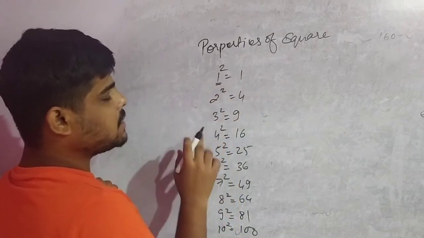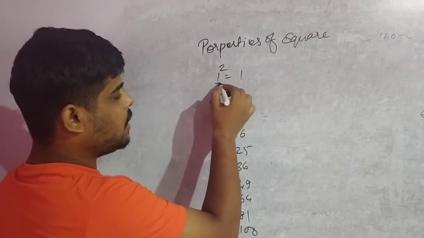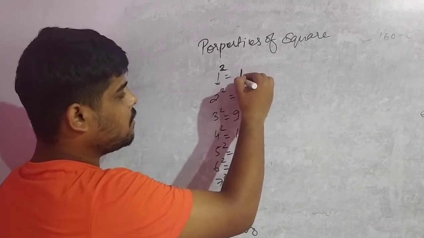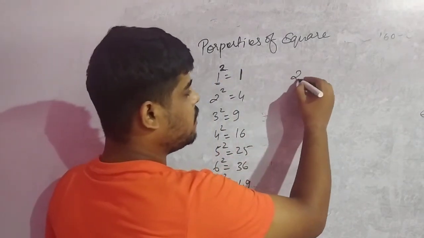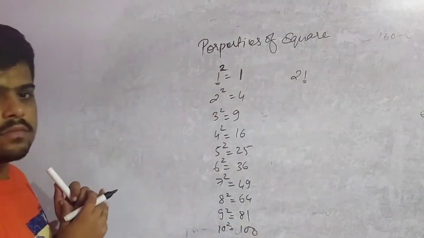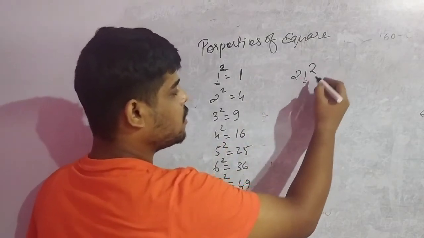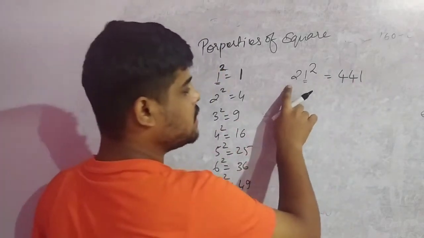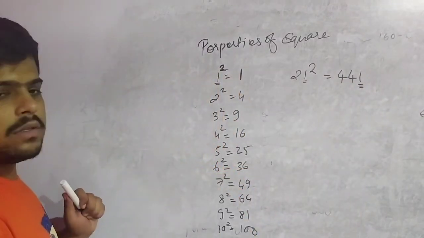अगर किसी भी नंबर में लास्ट में 1 आता है, if any number contains 1 at its ones place, so the square of the number will also have 1 at the ones place. For example, 21: the ones place is 1. So the square of 21 is 441. That means the square also contains 1 at the last digit.